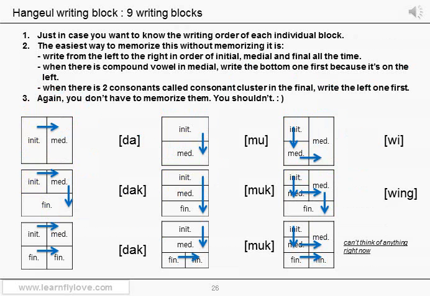Let's just take a look at how the consonants and vowels are positioned in a block on this page. No more. Just remember, when you write Hangul, always write from the left to the right. And write in order of initial, medial, and final all the time. When there is a compound vowel in the medial, write the bottom one first because it's on the left. When there are 2 consonants, called a consonant cluster, in the final, write the left one first. Again, you don't have to memorize them. You shouldn't. You just need to know a couple of principles. We're going to talk about it on the next page.